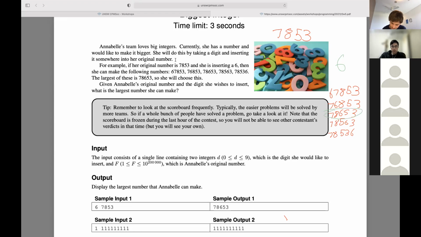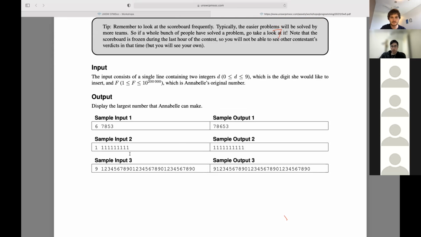The others are smaller, so we knock those out. The middle one is the biggest. In the case of this problem, the number that you get given can be very large, up to 10 to the 200,000. So you're given a number potentially with a lot of digits, 200,000 of them, and one single digit D, which is the one you're inserting, and you want to output the biggest number you can make.